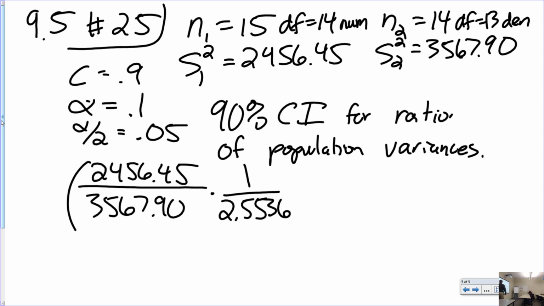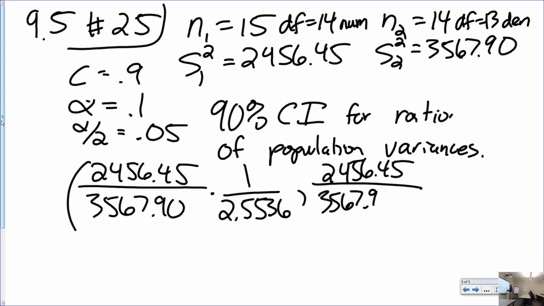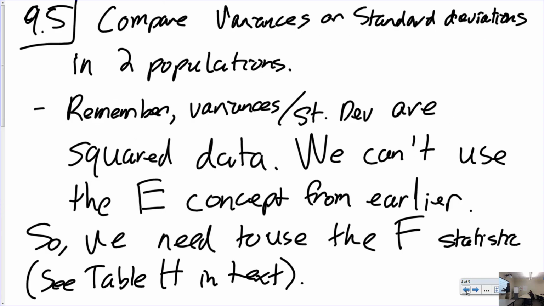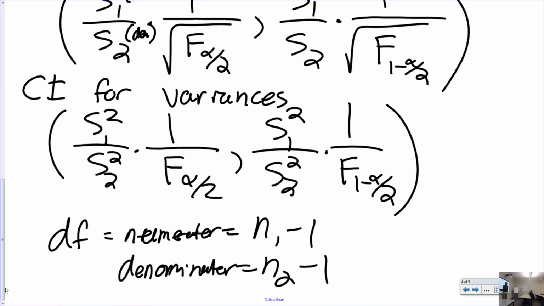That's one side, the other side: 2456.45 all over 3567.90 times 1 over. Now you have to go to the 0.95 table and do the same thing. So why do you do that? Because that's 1 minus alpha over 2. So remember in the formula, the first one you have alpha over 2, the second one you have 1 minus alpha over 2.